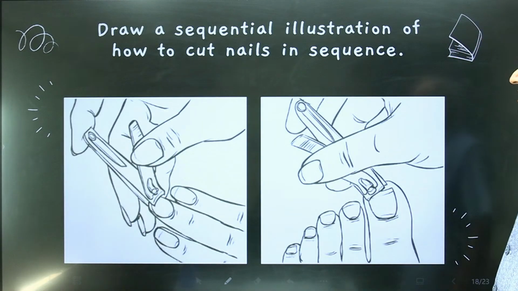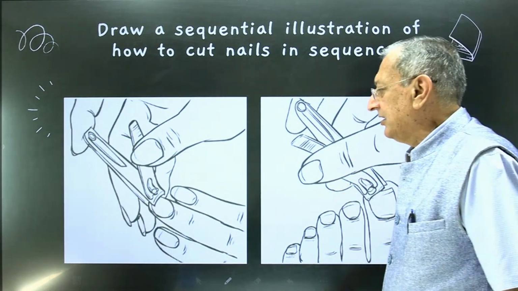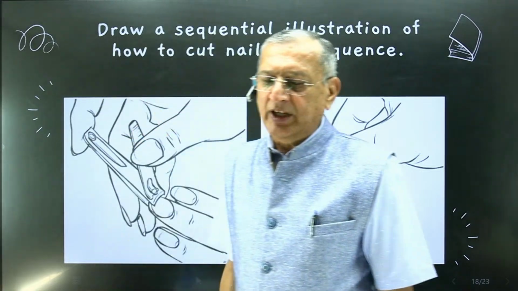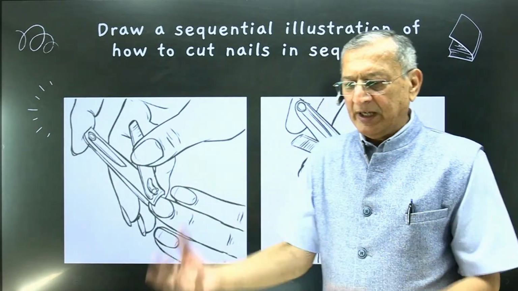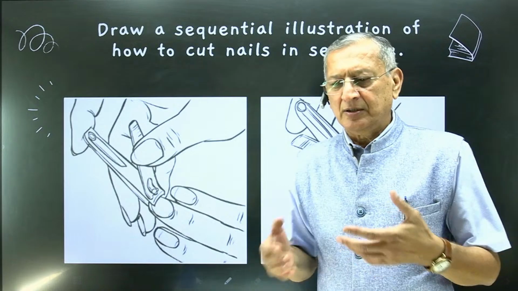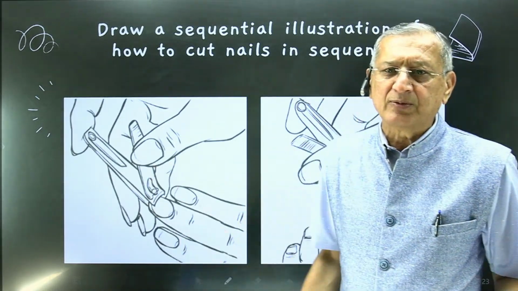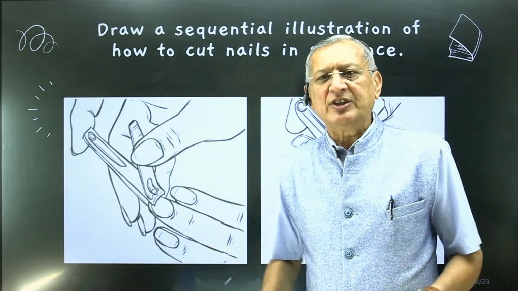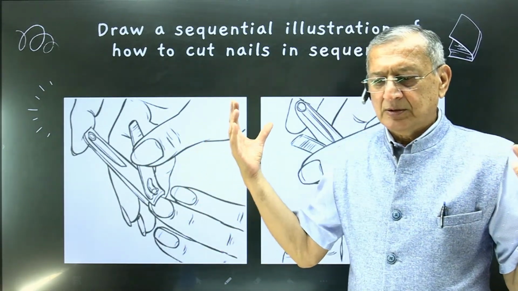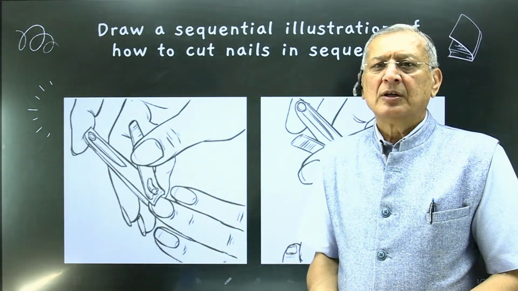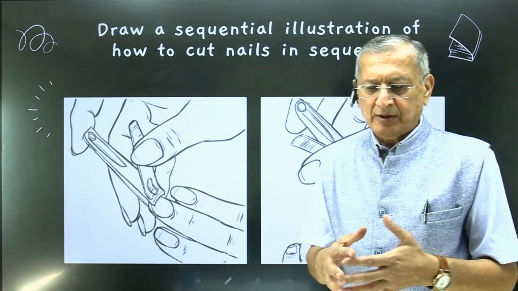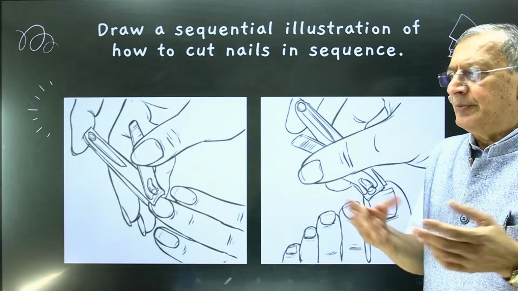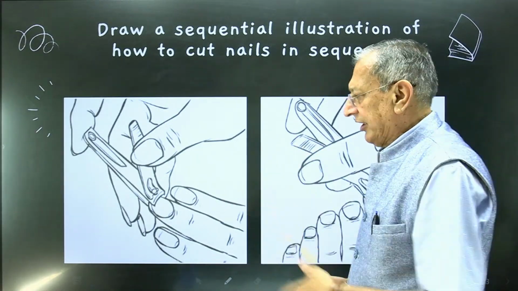Next is draw a sequential illustration of how to cut nails in sequence. That is the question here. I told you the sequence could be changing a tire, repairing the puncture of a bicycle tube or tire, and likewise making of noodles, making of a green salad, or maybe a vegetable salad, or maybe then there is tea making, coffee making, kind of a sequential drawing.